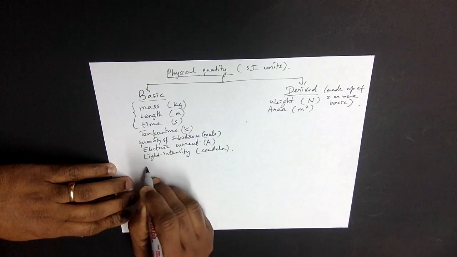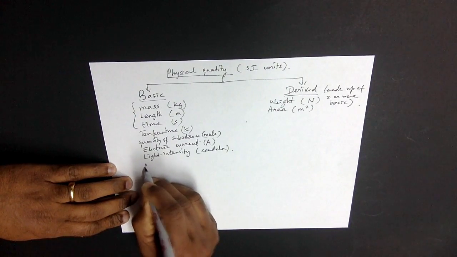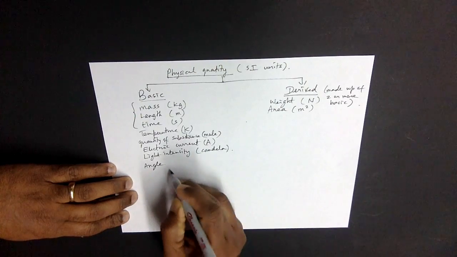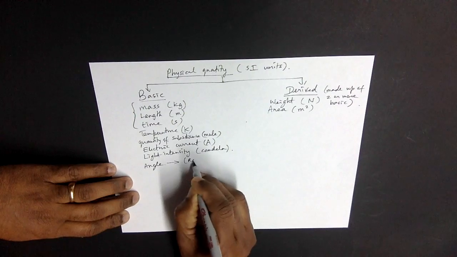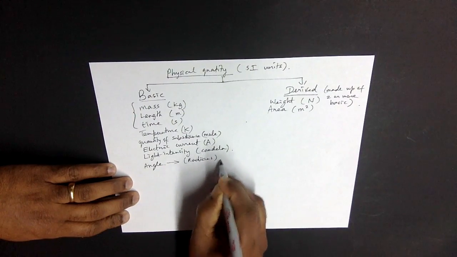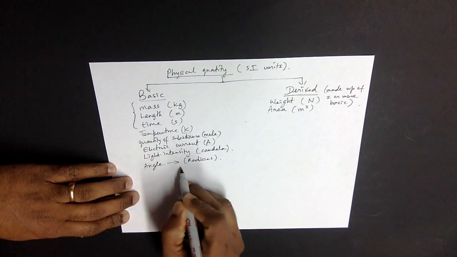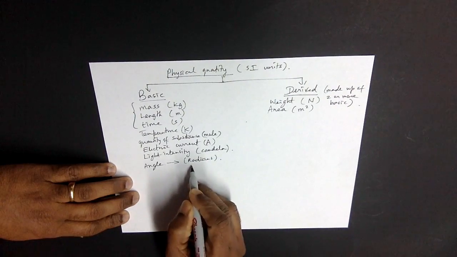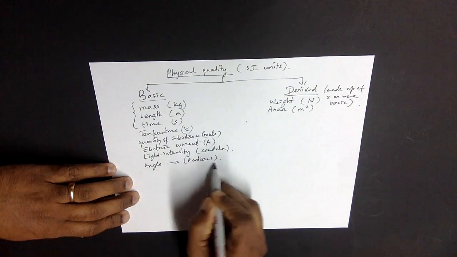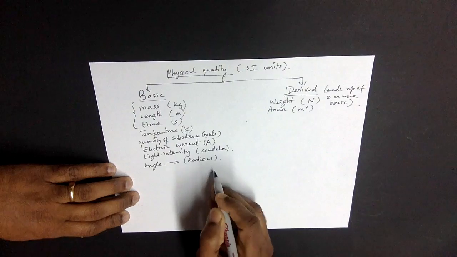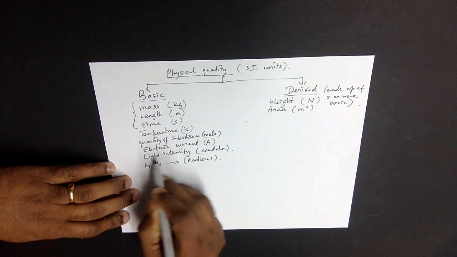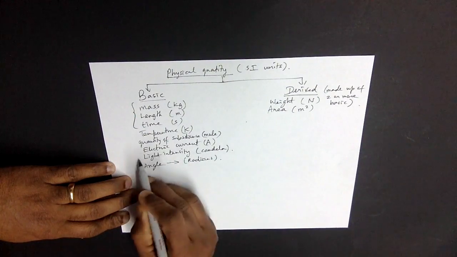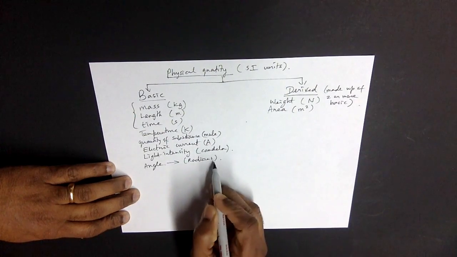Beyond this, there are some subsidiary units, which are angle. Angle is measured not in degrees, it's measured in radians. Now there are different kinds of angles. We have a solid angle and a plane angle. Plane angle is what is measured in radians. Solid angle is measured in steradians. We don't require that for this course. Also, we won't be discussing this. So light intensity is also not going to be discussed in this course.